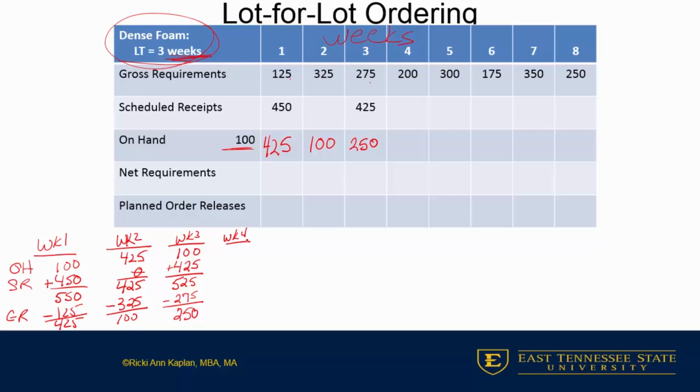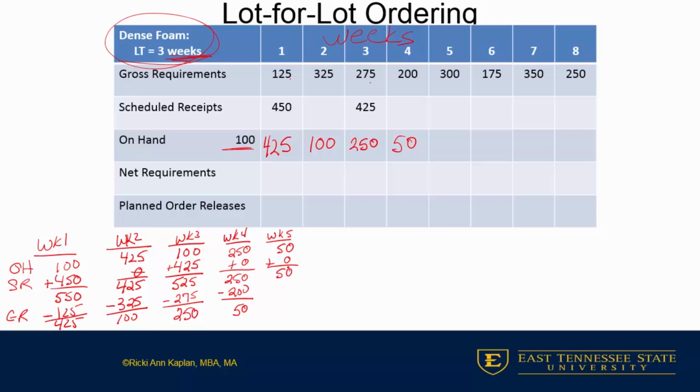Week 4. For week 4, I have 250 units. I have no scheduled receipts at this time. Remember, this is all planning. So I have 250 units we'll be able to use. How many do we plan on using? Our gross requirements, 200 units, which leaves us 50 units left over. That again goes on hand. For week 5, I have 50 units on hand. I don't have any scheduled receipts at this point, so that leaves me 50 units.